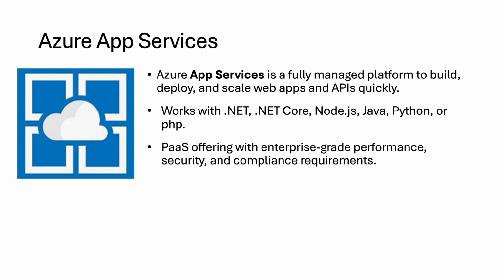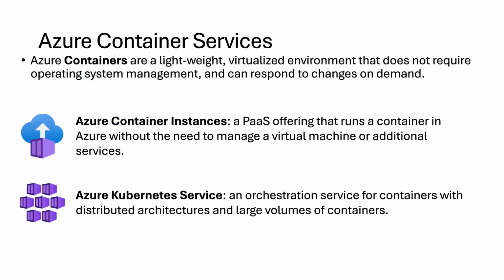And you have App Services. App Services is a fully managed platform to build, deploy, and scale web apps and APIs quickly. It works with .NET, .NET Core, Node.js, Java, Python, or PHP. It's a PaaS offering with enterprise-grade performance, security, and compliance. So if you want to run code without worrying about managing a virtual machine, you can use Azure App Services in any of the languages mentioned here.